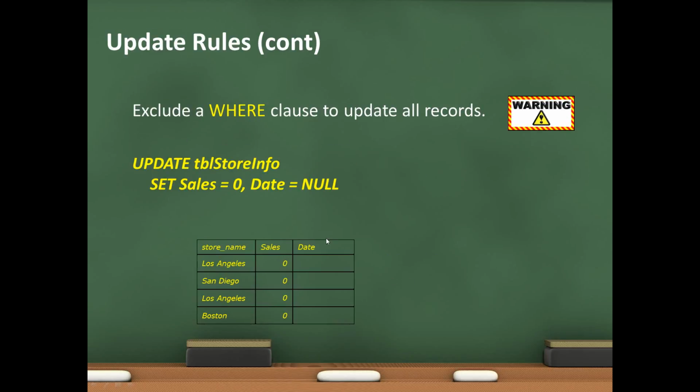So here's an example in here where we went back and we excluded the where clause, and notice what it did. If you exclude a where clause, everything here was going to be set to 0 and null, and there's no getting it back. So be very, very careful.